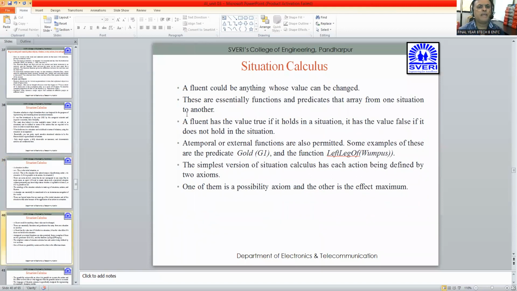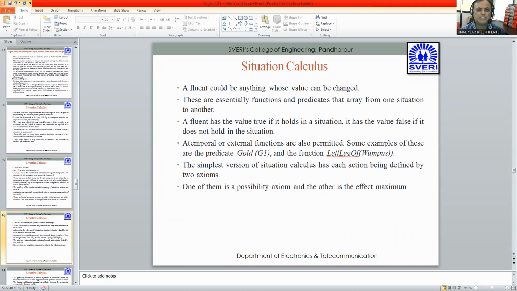A fluent could be anything whose value can be changed. So we have already seen what a fluent is, something whose value changes. We saw the example of the US: something was formed in 1770 and after that it has been forming ever since. So it is a fluent.